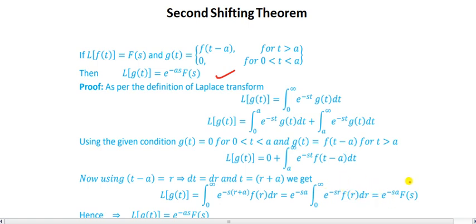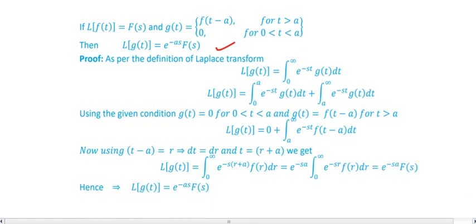And this is exactly the formula of the Laplace transform. The integral from 0 to infinity of e to the power minus sr f(r) dr is the formula for the Laplace transform. So we get the Laplace transform of g(t) equal to e to the power minus as times F(s), which is the required relation. So thank you very much.